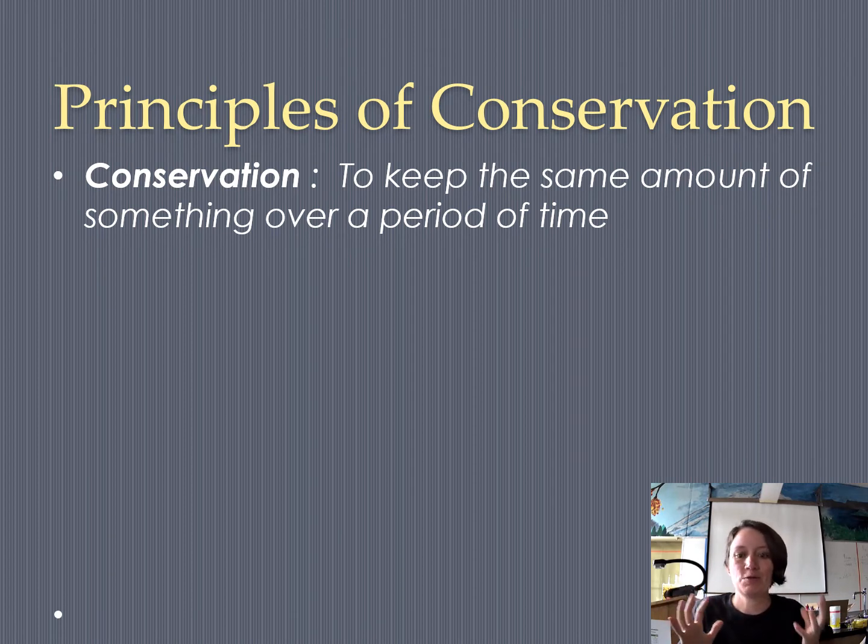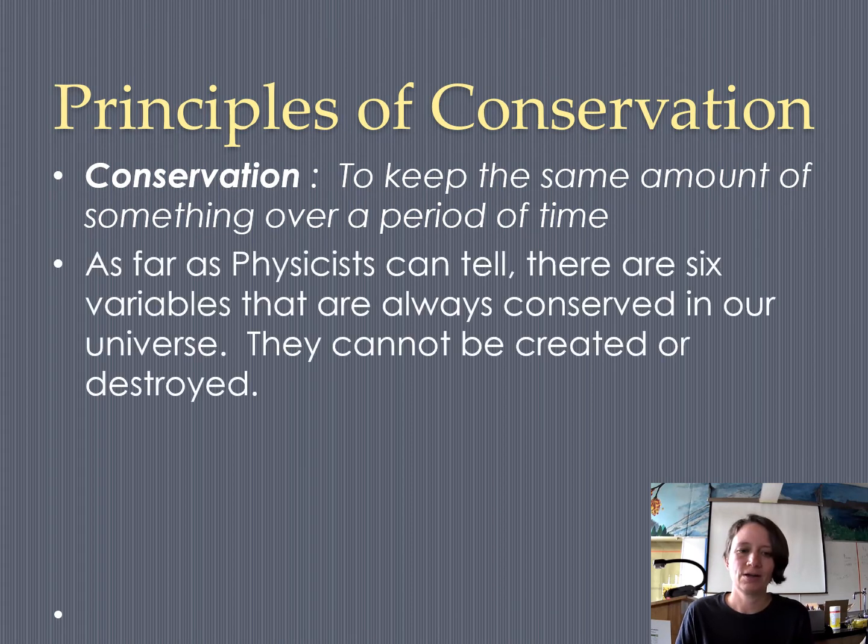lot of what we can do in science because certain things are conserved and other things are not. The word conservation means to keep the same amount of something over a period of time. As far as physicists know, in this universe, there's actually only 6 things that we actually have the same amount of all the time. So 6 things that are conserved in our universe. That means there are 6 things that cannot be created or destroyed. They've been here ever since that moment of the Big Bang, and we're going to have the same amount of those 6 things into all eternity.